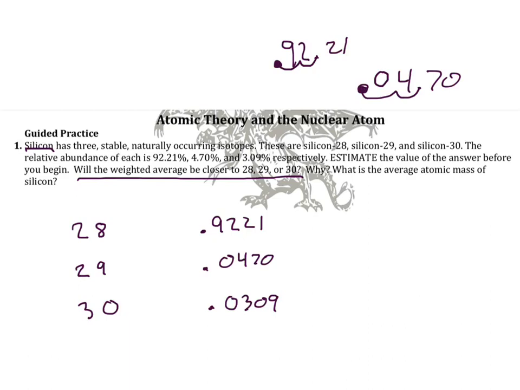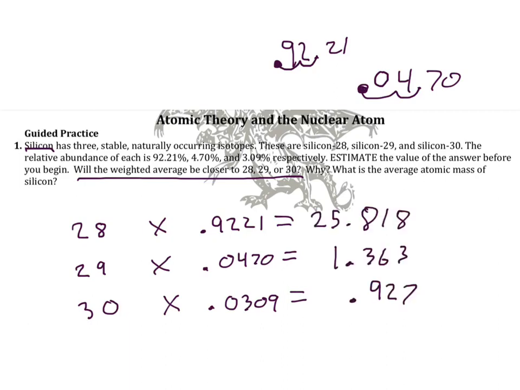All right, so let's go back to actually calculating it. So if you take a look, we have the isotopes and their percent abundances. And all you need to do is take the isotopes and multiply them by their percent abundance in decimal form. So let's go ahead and do that. And when you do that, you end up with these numbers, all right? So go ahead and pause the video real quick if you want to calculate those numbers on your own. But again, we took our 28 and we multiplied it by our 0.9221. We took our 29 and multiplied it by 0.0470, and then our 30 times 0.0309.